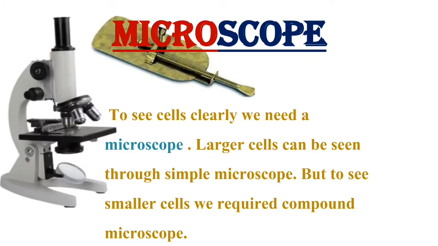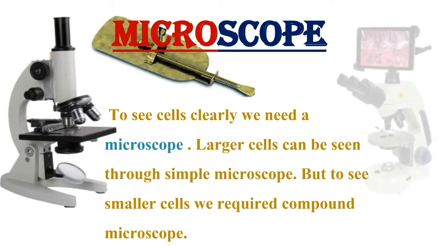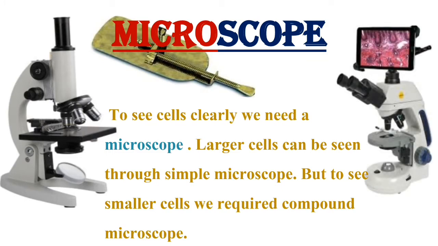On the left side, this is a compound microscope. Nowadays, this type of microscope is used in schools and colleges. And on the right side, it is a digital microscope. It is also used in big colleges, institutes and research laboratories.